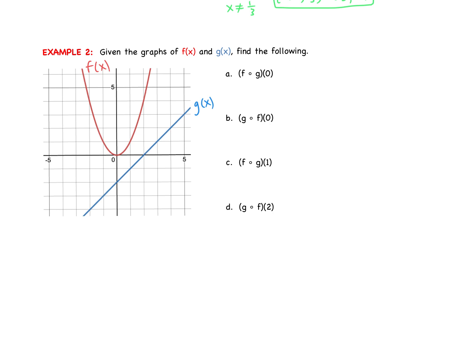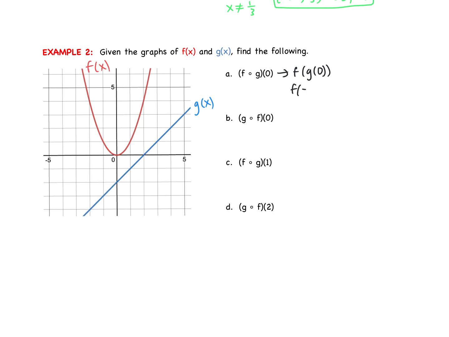Okay, we are finding these 4 quantities based off of the graph. I'm going to start with A. First thing I'm going to do is rewrite this. So this is the same as f of g of 0. So again, this is a composition. It's not multiplication. It means plug 0 into g. Whatever you get, plug it into f. G of 0 is the y value when x is 0. So we're going to go on our graph for g. When x is 0, the y value is negative 2. So g of 0 is negative 2.